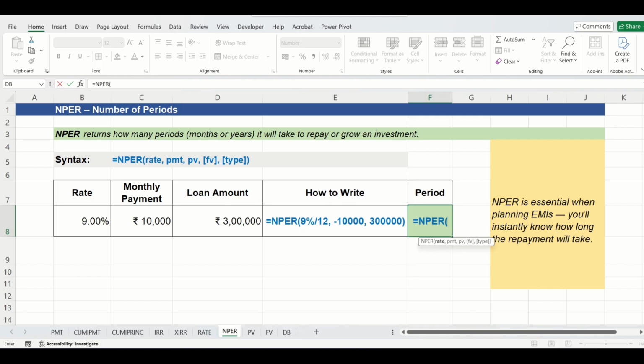NPER, open the bracket. Here, the rate of interest divided by 12 to get the monthly interest rate, the monthly payment or EMI with a negative sign in front of that, then comma, the principal value of the loan. Close the bracket and hit enter. And it is showing you the period that it will take, in months, to repay the entire loan.